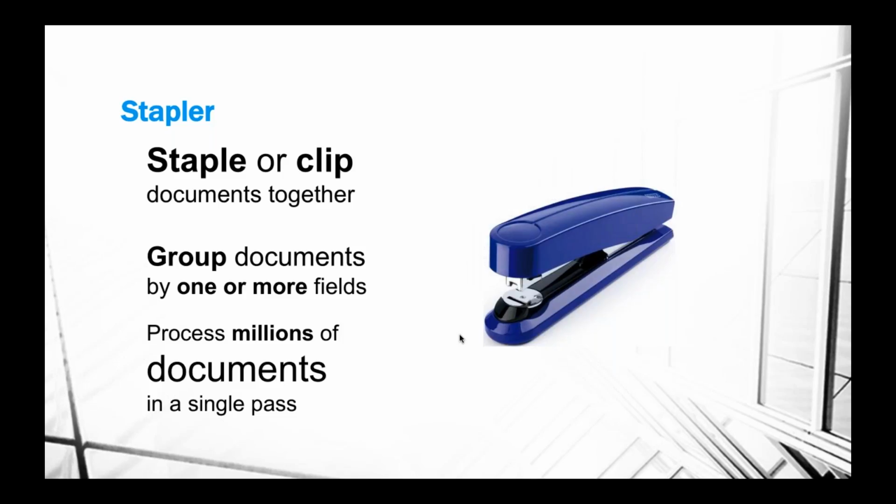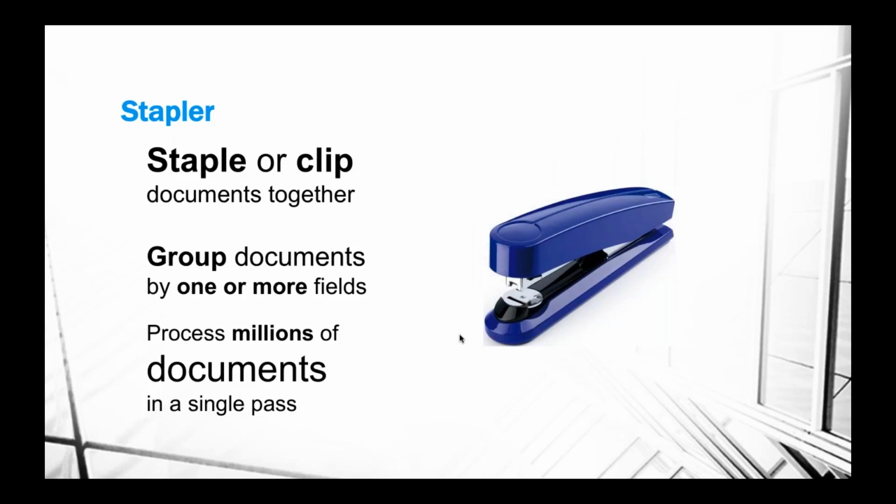Staple only works with PDFs. So just like with DocuWare, when you're in the document tray and you want to staple or you have the option to clip, same exact idea. So we can either staple or clip those documents together. We can group them by one or more fields, by invoice number, or maybe it's account number and document type. However you want to group those together, you can do that, and the stapler will automatically go through and either staple or clip those documents on a schedule that you determine.